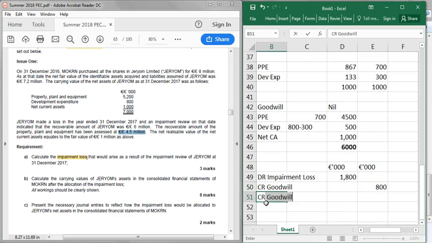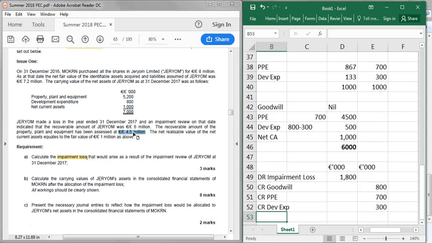You're going to credit PPE. You can only credit that 700 to bring it from its 5.2 down to its minimum of 4.5. And then you credit your development expenditure, the last one, which in this case is 300. And that is your full marks, your journal entries. So make sure you go back.